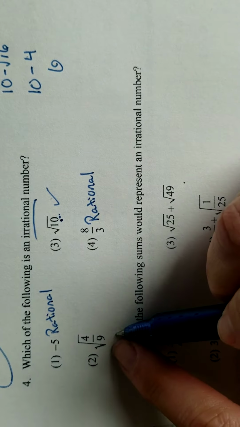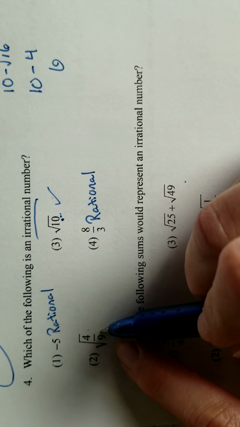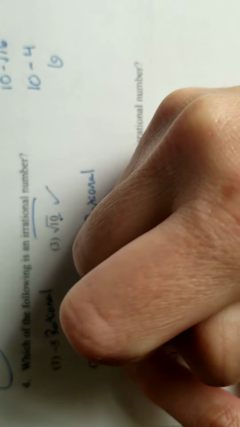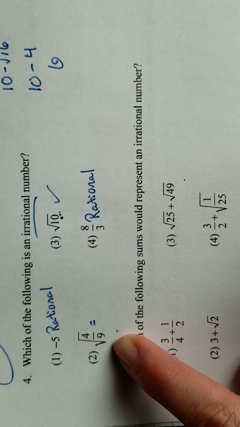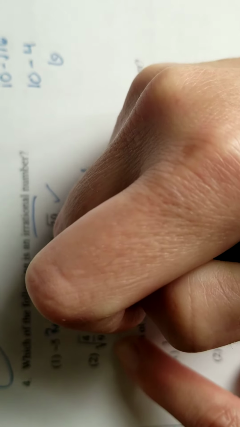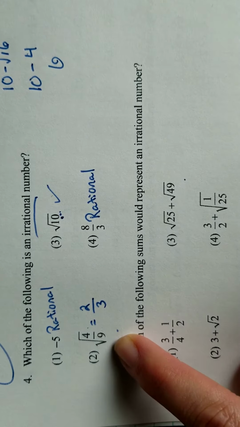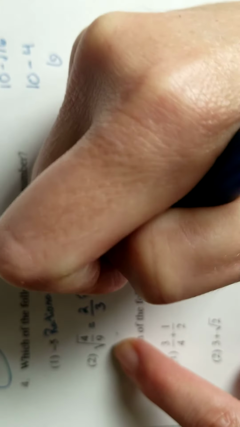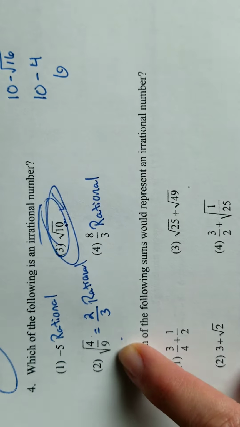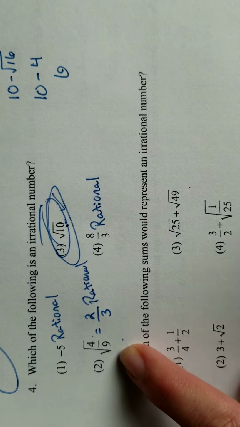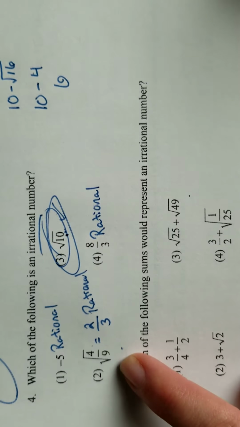This one is a little tricky. If you notice, these are both perfect squares, so I can simplify this to show you that it's going to be rational. The square root of 4 is 2, the square root of 9 is 3, so of course that's a fraction, so that's rational. So the square root of 10 is the only one that is irrational, so number 3.